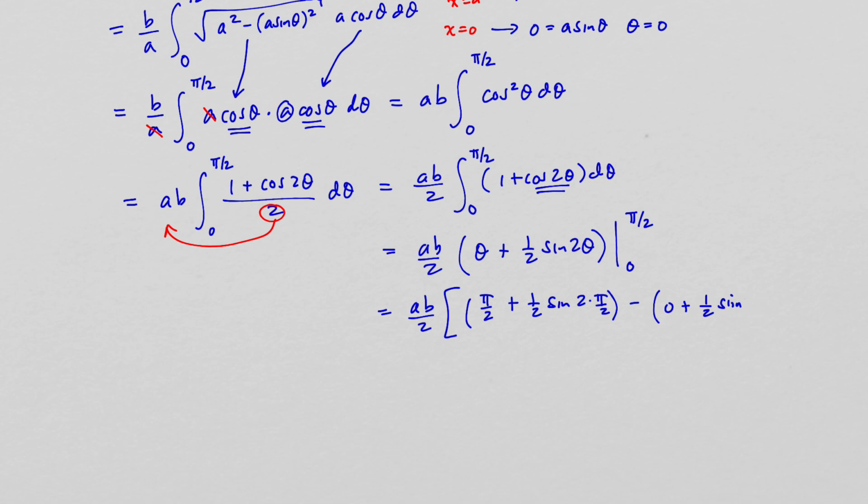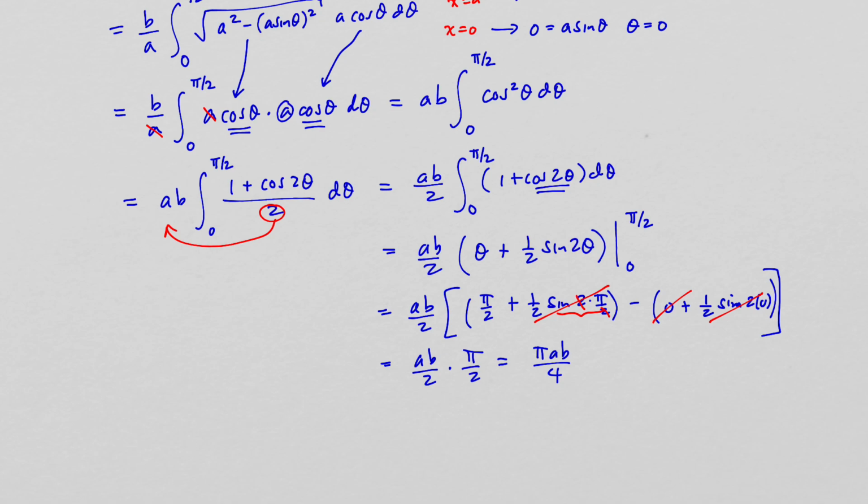Let's see here. It's 2 times 0. There we go. And then we need to remember that sine of 0 is 0. When you plug in 0 here, you get 0. 2 times pi over 2 is pi, and the sine of pi is 0. So all of those cancel out. And we end up getting AB over 2 times pi over 2, which is equal to pi AB over 4.